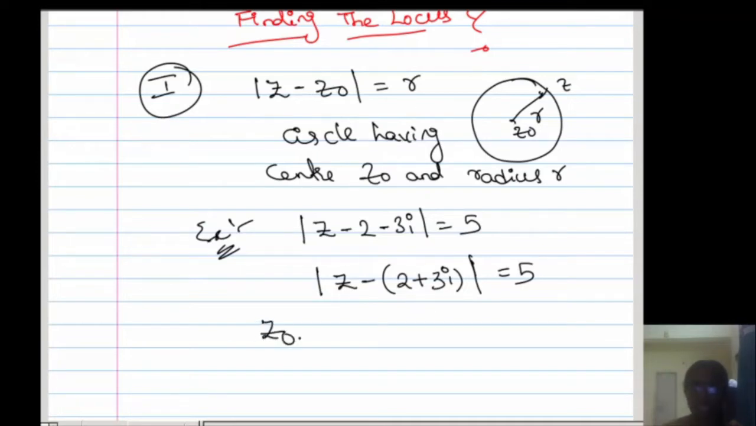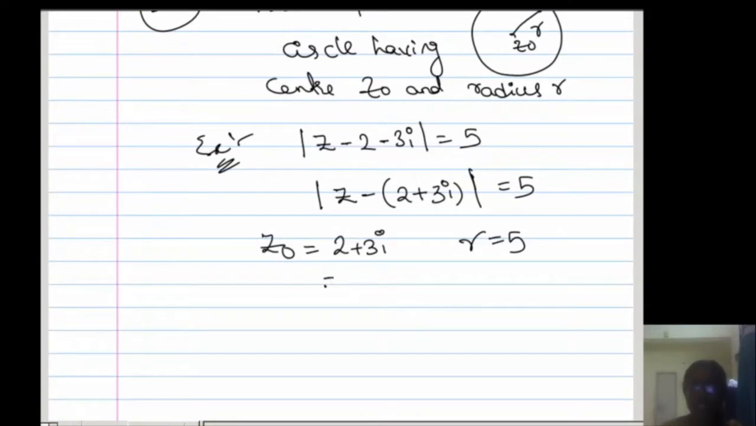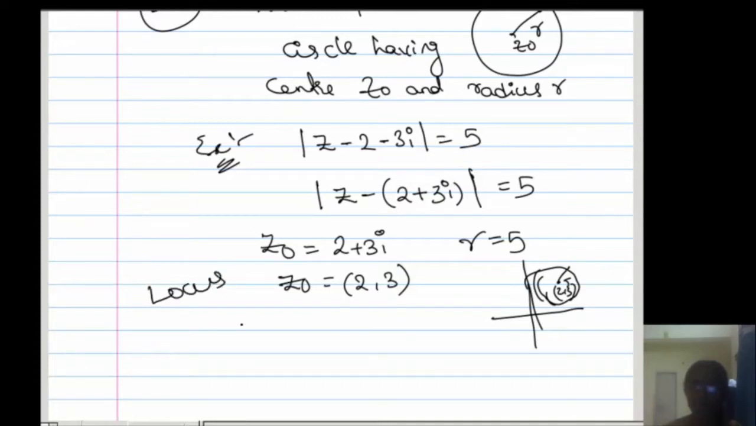What is z naught? 2 plus 3i. What is r? 5. 2 plus 3i can be written as the ordered pair 2 comma 3. So this represents the equation of a circle having center 2 comma 3 in the first quadrant, with radius 5. You can draw the figure properly. Then if you draw the circle, it represents that locus. So here the locus is a circle.